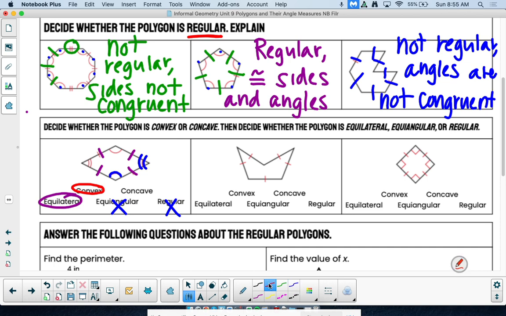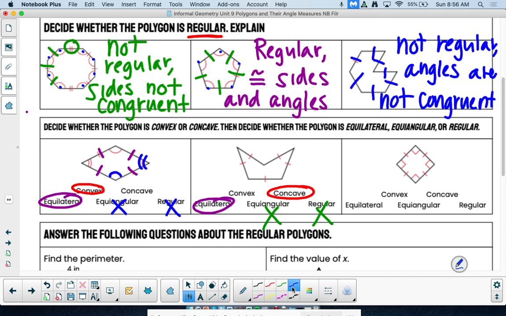Convex versus concave. I'm hoping you're thinking concave because of this guy right there. It's dipping inward. Very good. Okay, let's check our sides. Are all of our sides the same? 1 tick mark, tick mark, tick mark, tick mark, tick mark. It's equilateral. Now, do we know anything about our angles here, folks? Nothing, right? There's no marking, so we can't decide if it's equiangular, which means we can't decide if it's regular.